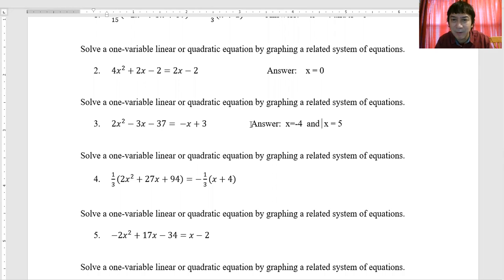There, okay. All right, so that goes to our number 3. Number 4, solve a one variable linear or quadratic equation by graphing a related system of equations.